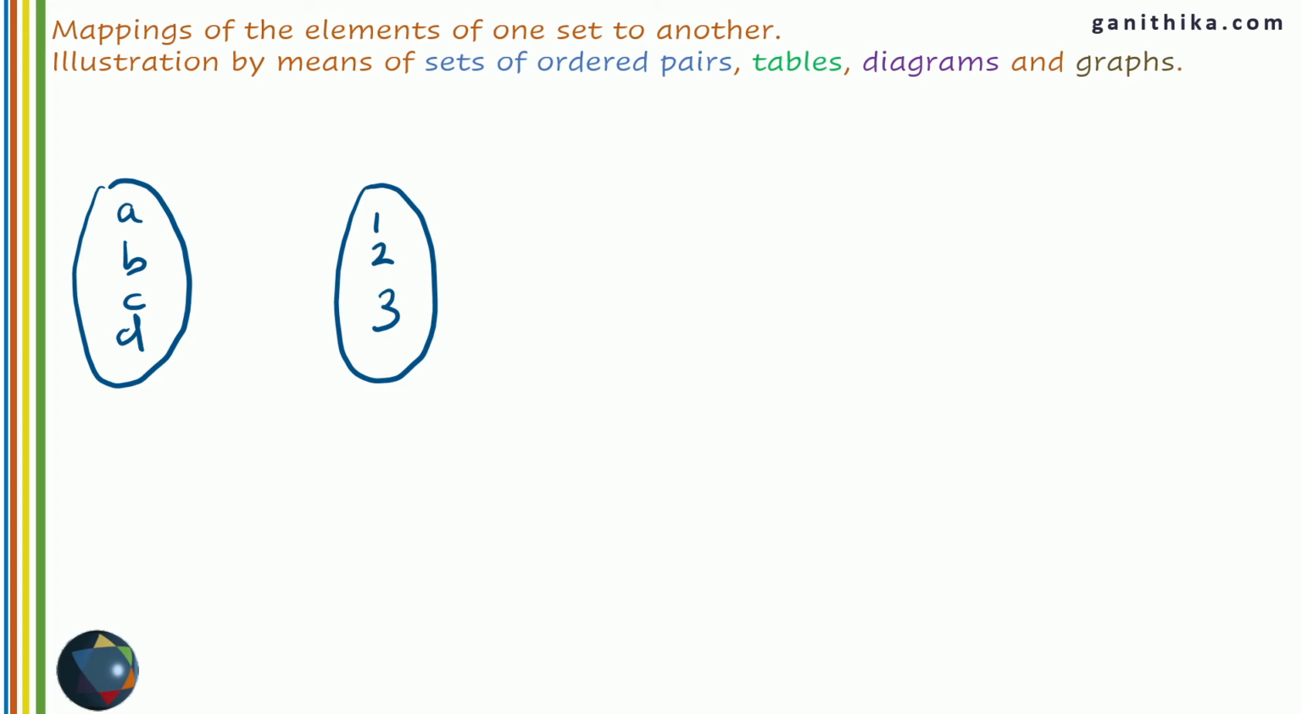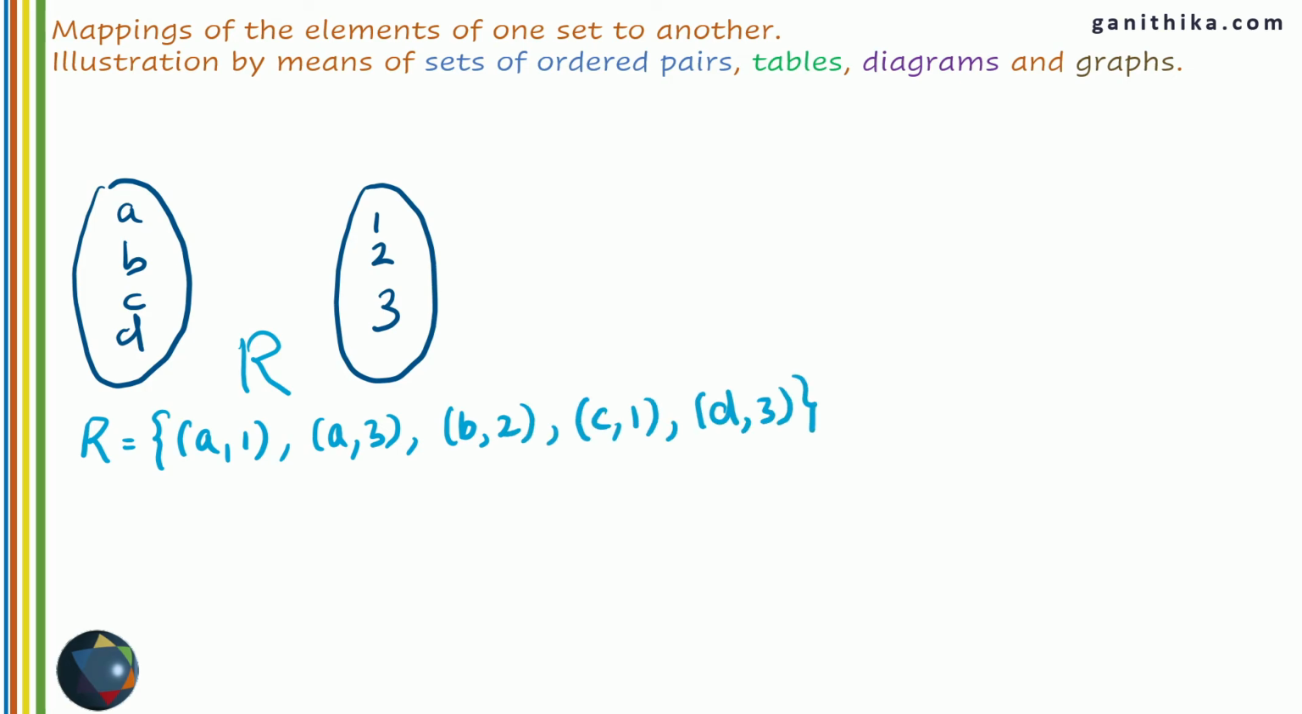This is called mapping, and all the mappings are also called relations. So there is a relation between A, B, C, D and 1, 2, 3. I can take a relation, for example, A is mapped to 1, A can be mapped to 3, B is mapped to 2, C is mapped to 1, and D is mapped to 3. This is an example of many different relations that I can have between A, B, C, D and 1, 2, 3. A1, A3, B2, C1, D3 is the relation, which is now represented as a set of ordered pairs.